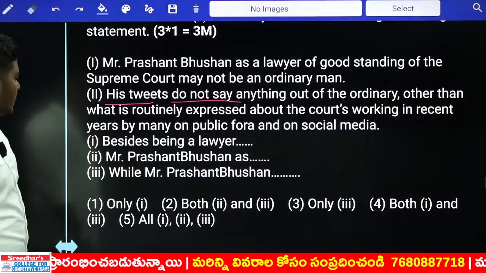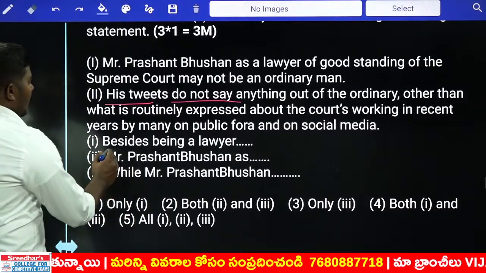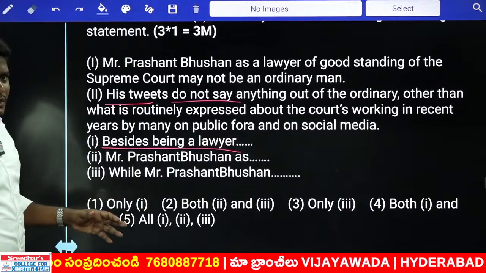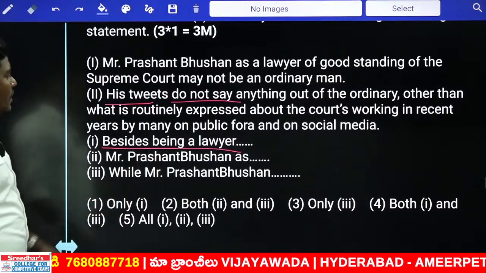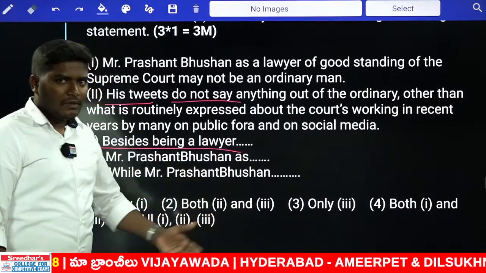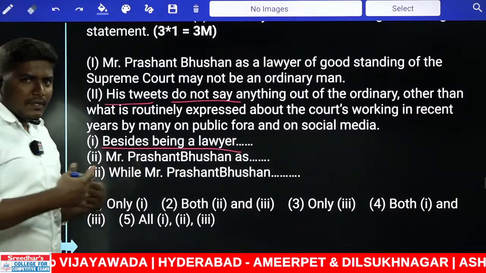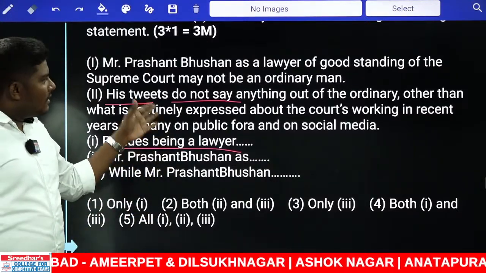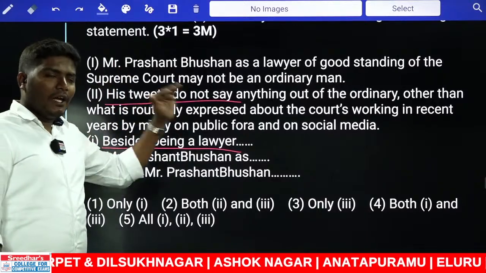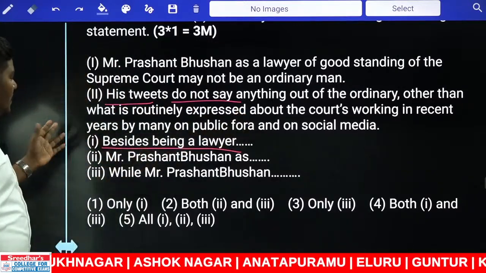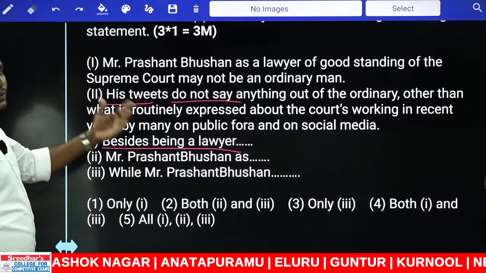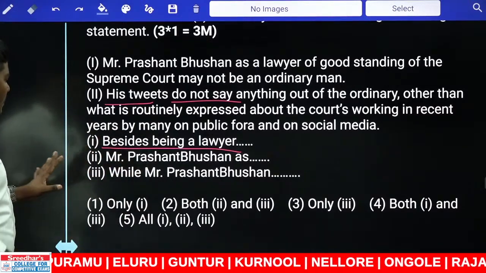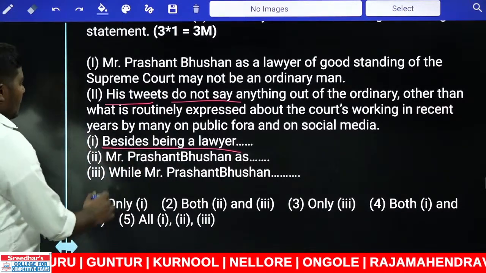So let us look at this. First one. Besides being a lawyer, when you use the combination besides being a lawyer, he should have some other profession. Besides being a teacher, if I do something, there's a combination I can use. So do you see anything that says besides being a lawyer he is something else? No. Actually there is a case as he tweets, but it doesn't say he is a social media influencer and all. No. Keep that on hold. Next one. What is the next one?